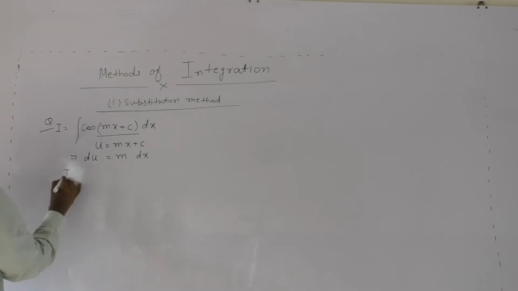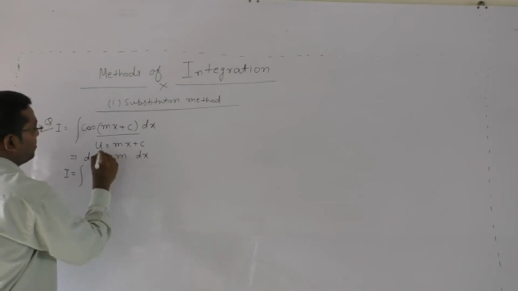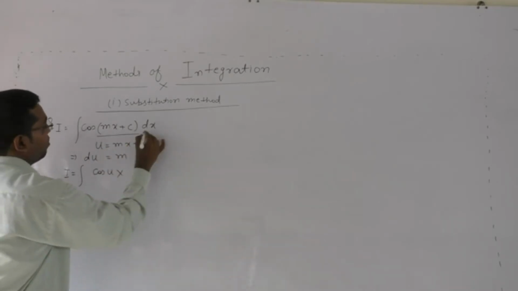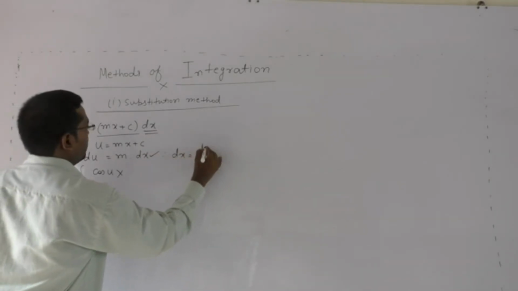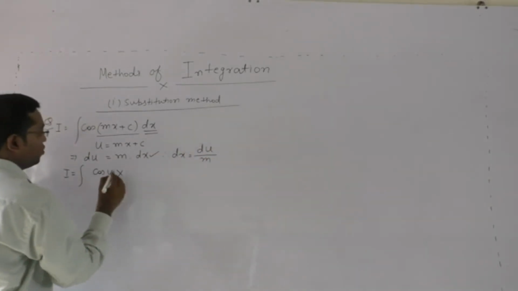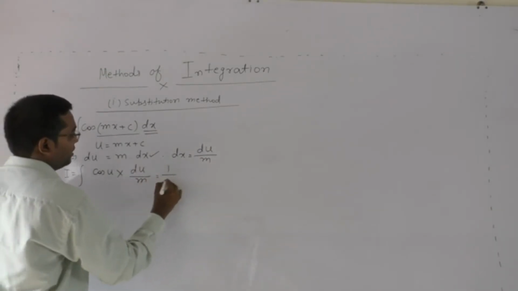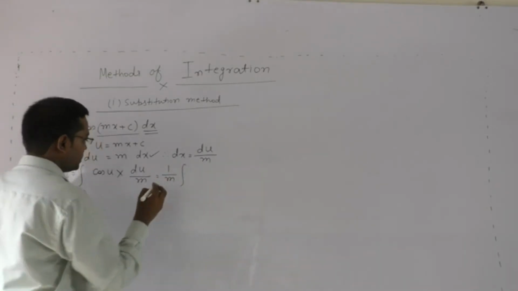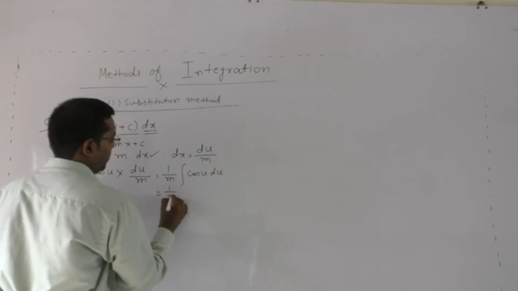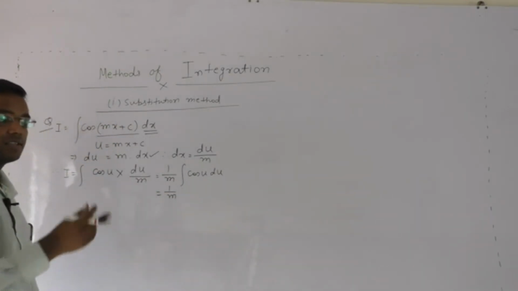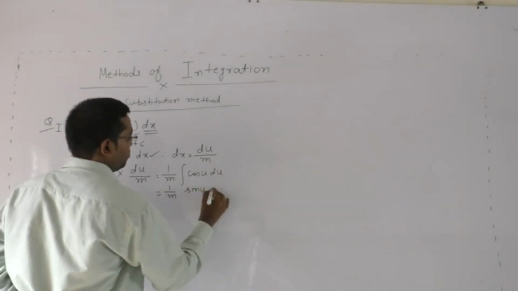Now this integration, after doing the substitution, converts to cos of mx plus c, that is u, into dx. From here, what is the value of dx? That is du over m. So we can write here du over m. This m is a constant, that will go out, and we will be left with cos u du. Now 1 by m, the differentiation of sine is cos, so the integration of cos will be sine. So we can write here sin u plus c.